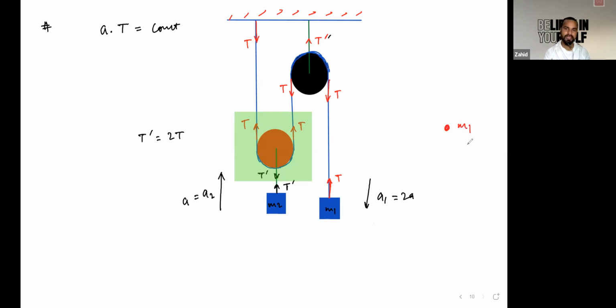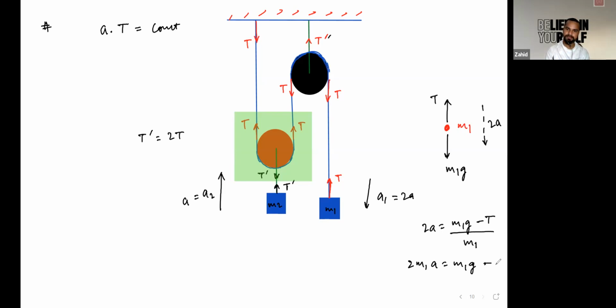First, for M1, experiencing a downward force which is M1G, upward force tension T, and the whole term is going down by some acceleration 2A. So its equation would be net acceleration is equal to net force by mass of block. So on moving it to the other side, you will get 2M1A is equal to M1G minus T. Is it clear?